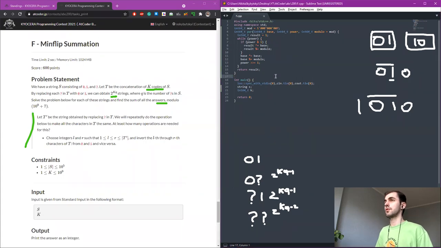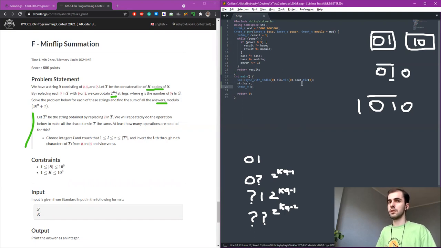Okay, this computes our binary exponentiation very quickly. We have three cases. If S0 is equal to 0, here we want to count 0-ones once. Zeros.